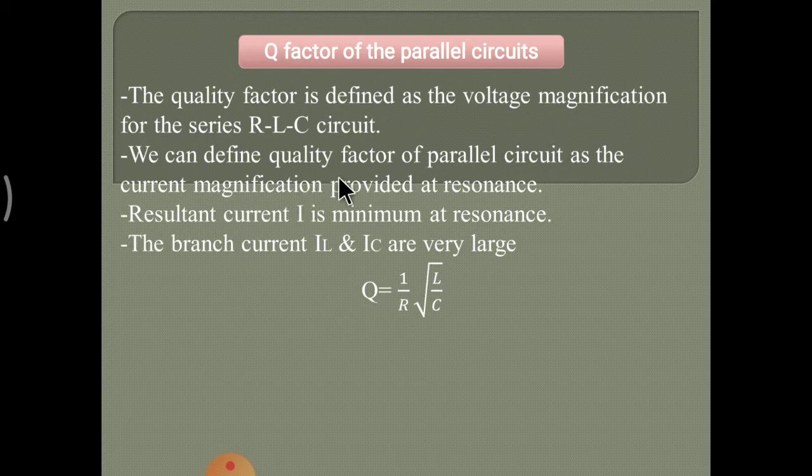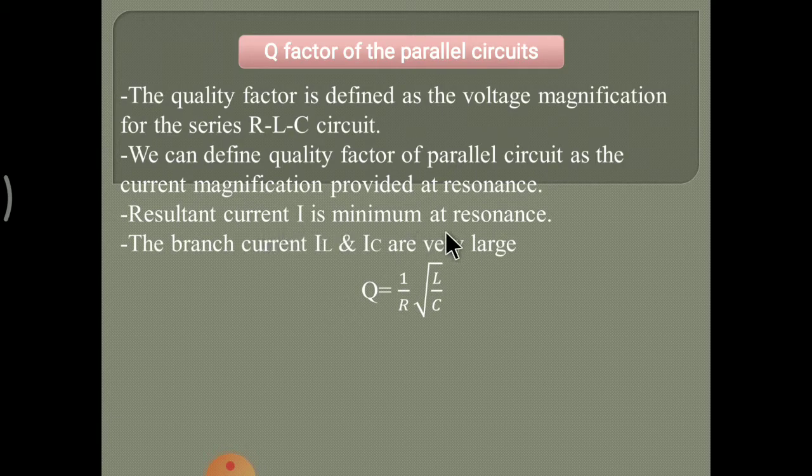Then we can define quality factor of parallel circuit as the current magnification provided at resonance. That means at resonance condition there is current magnification, and this is called the quality factor of parallel circuit. This quality factor is called the current magnification factor.